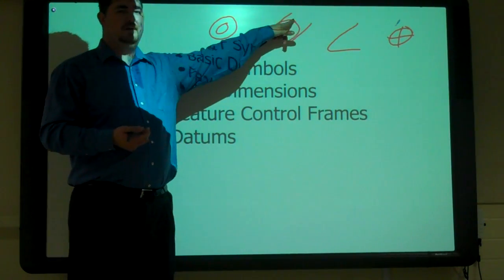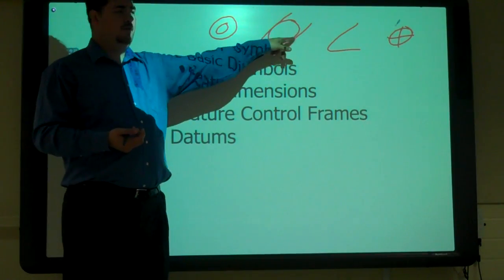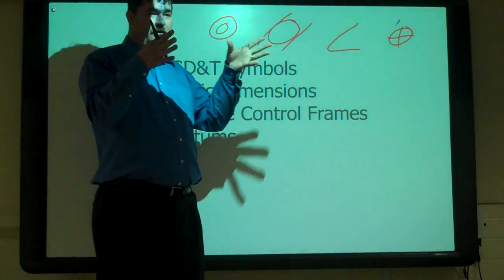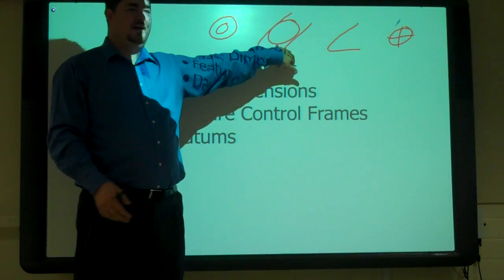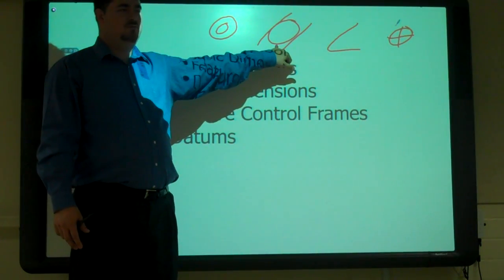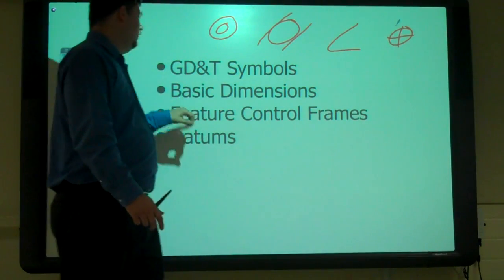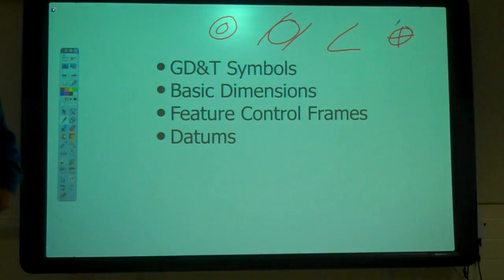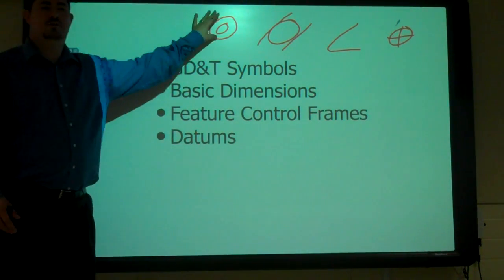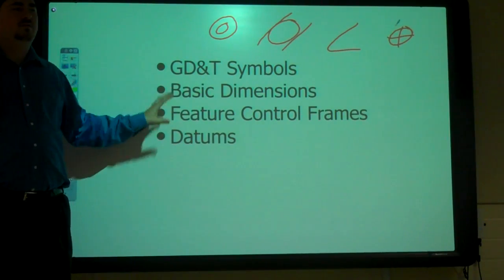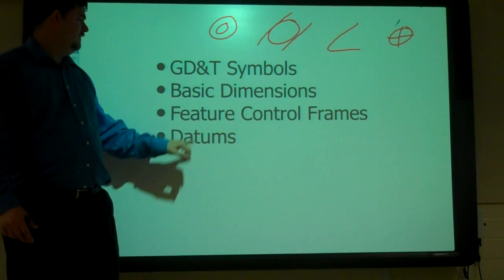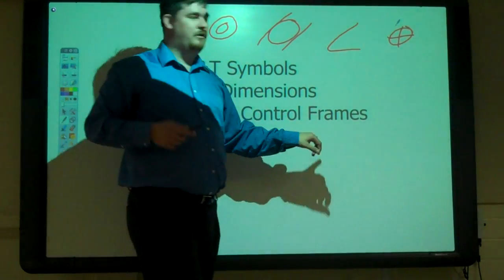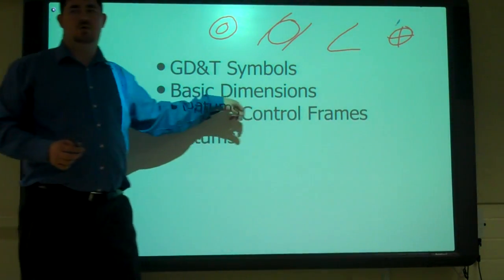That would be tolerance. Cylindricity is the shape. Tolerance means there's a size associated with it. Right now, there's no size associated with the symbol. What are basic dimensions? We'll get back to those. Basic dimensions have no tolerance. It's a theoretical exact size. So you got it perfect. It's a dimension with no tolerance at all.